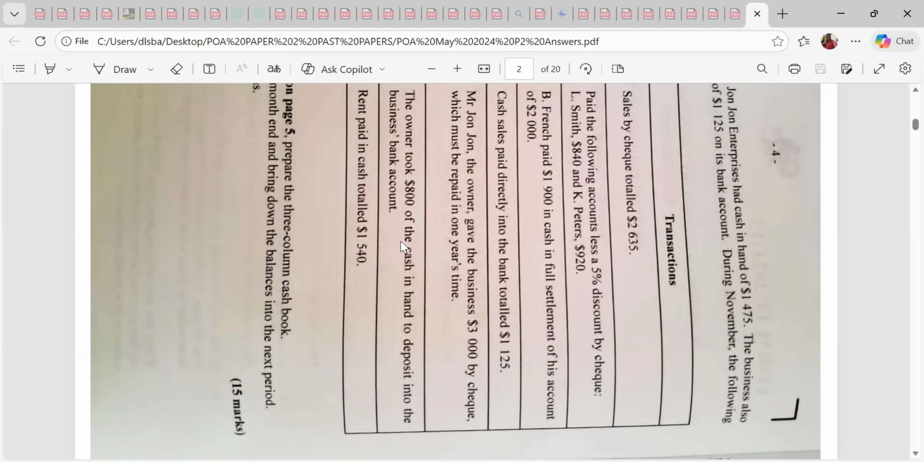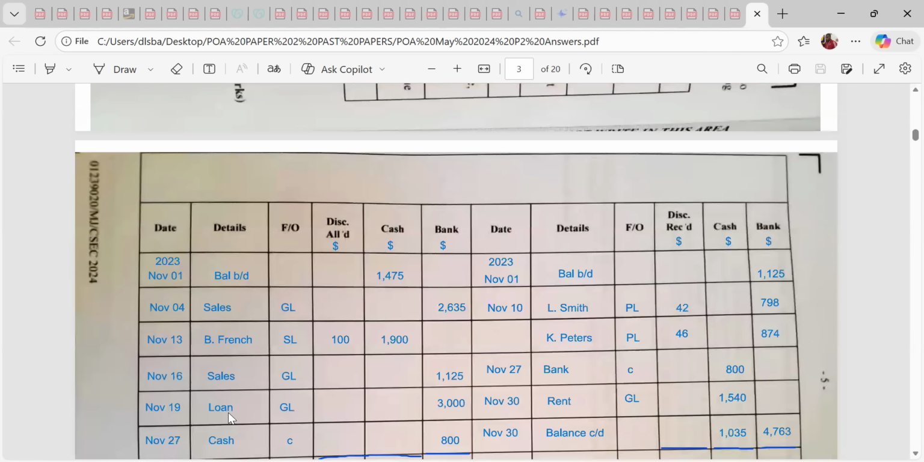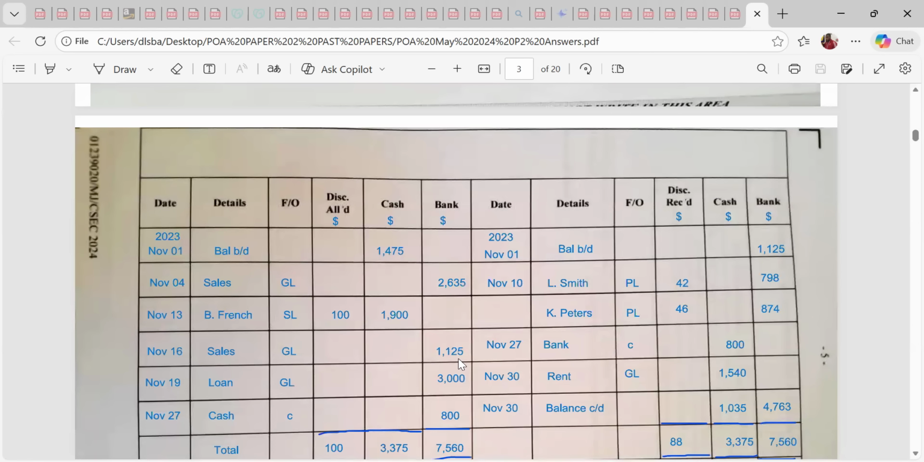What do you call that? If I give you money and you have to give me back, I just gave you a what? Start with L, a loan. So you could record that as a loan. November 19, loan, $3,000 under the bank column.